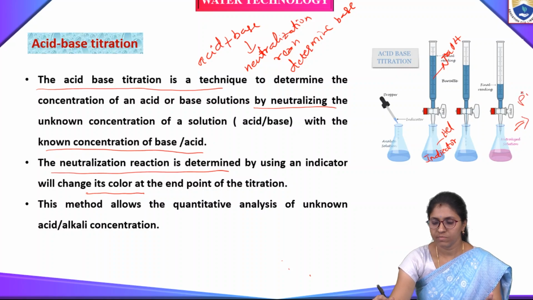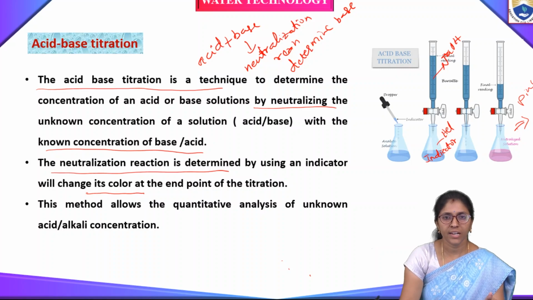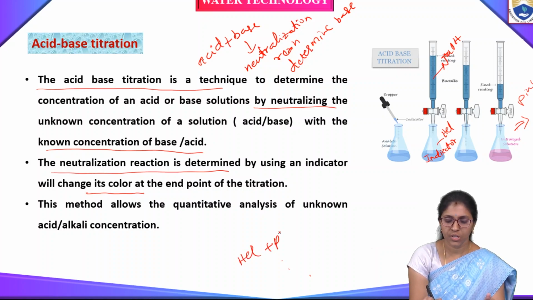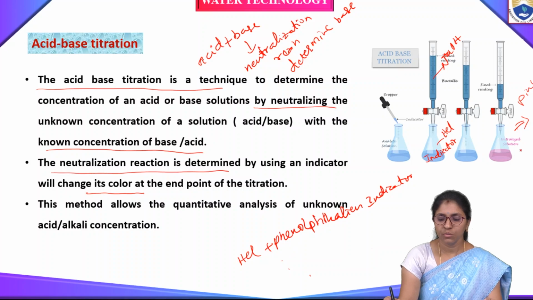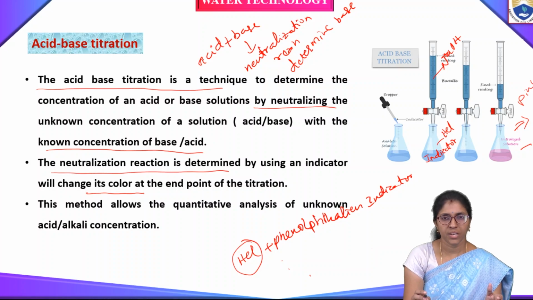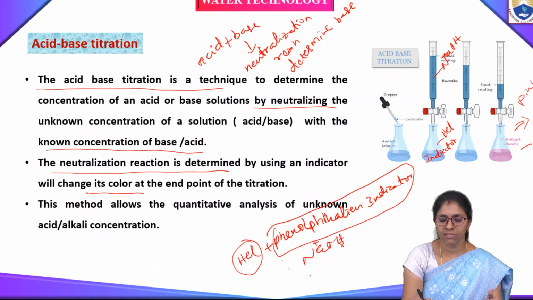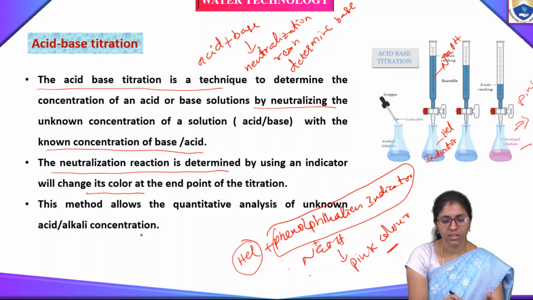Here we are adding phenolphthalein indicator to the HCl, and finally we get a pink color. After completion of the neutralization reaction between HCl and base, after a certain point the sodium hydroxide reacts with the indicator and gives a pink color. This is the end point, and we note down the burette volume as the end point. So this is about acid-base titration.